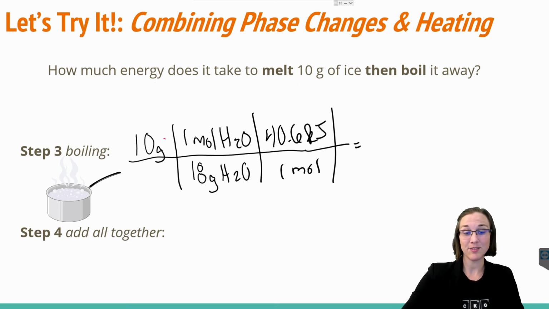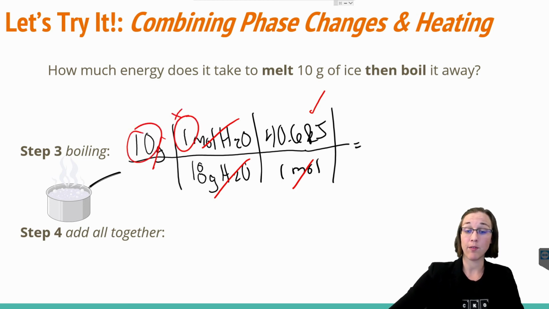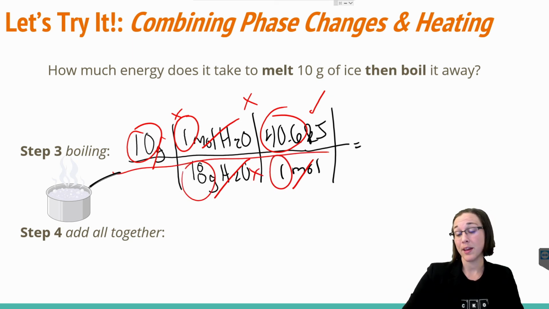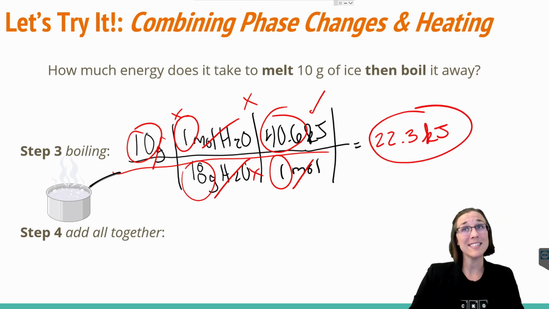Our units cancel, grams cancel, moles cancel. We are left with kilojoules. And when we multiply the 10 by 1 by 40.6 and divide that all by 18 times 1, we end up with 22.3 kilojoules. Of course, now the last step is just to add up those last 3 steps together.